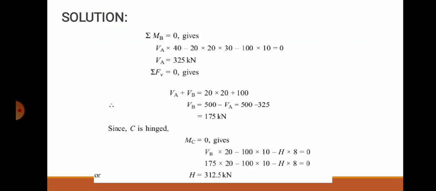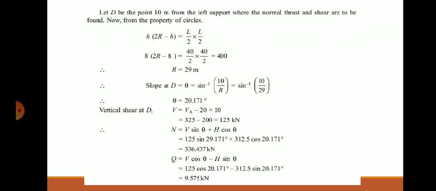Since C is a hinge, taking moment about C, since C is a central point, either you can consider left half or right half. So, I am considering towards the right end, that is towards the support B. One is VB into 20 minus 100 into 10, that is due to the vertical loading, and there will be horizontal force H into height. So, how can we find out the horizontal force?